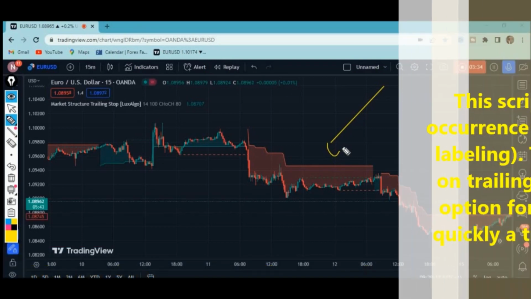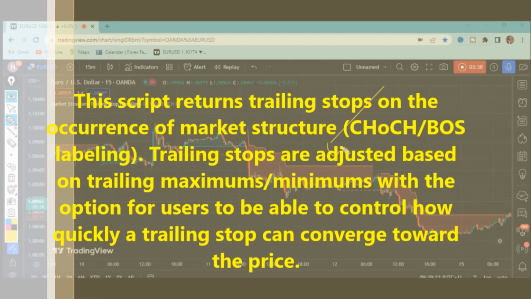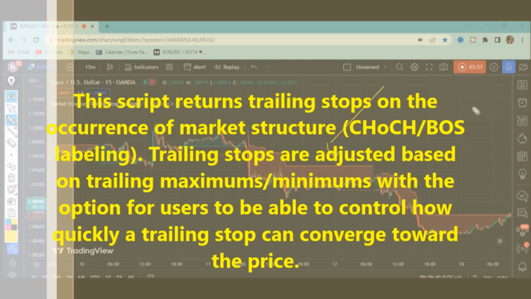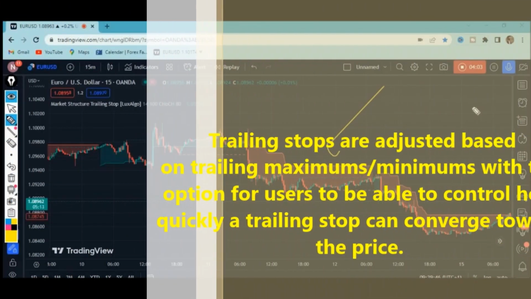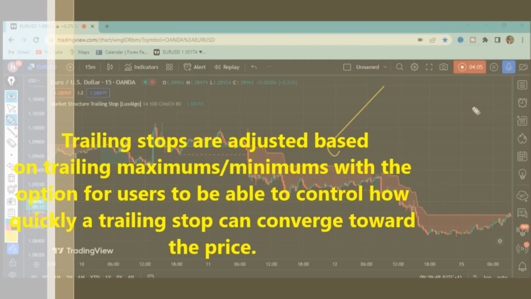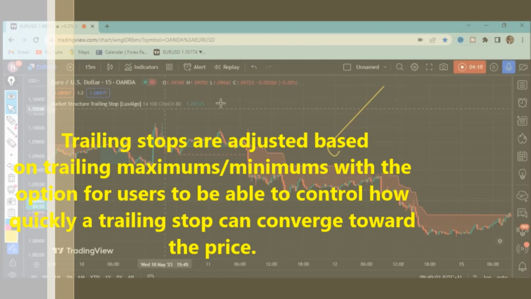This script returns trailing stops on the occurrence of market structure labeling, change of character, and break of structure. So when this appears, that's when you will see this script returning the trailing stop on the occurrence of the market structure. As I said before, trailing stops are adjusted based on trailing maximums or minimums, with the option for users to control how quickly a trailing stop can converge towards price. That's how you can easily understand this indicator.